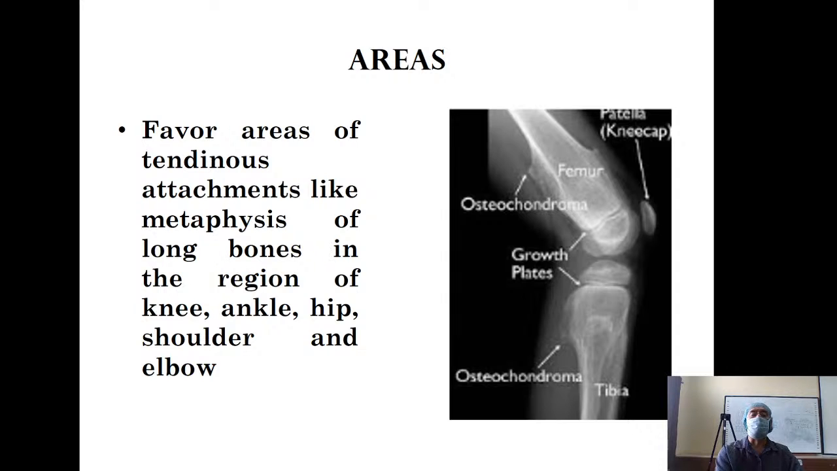What is the common location? Usually they occur in areas of tendinous attachment. Whenever a tendon comes and gets attached to a bone, there is a predilection for osteochondromas forming there, and the commonest sites are the lower end of femur and upper end of tibia. Most of these swellings occur in the lower end of femur and upper end of tibia.